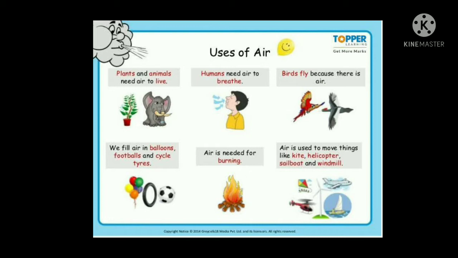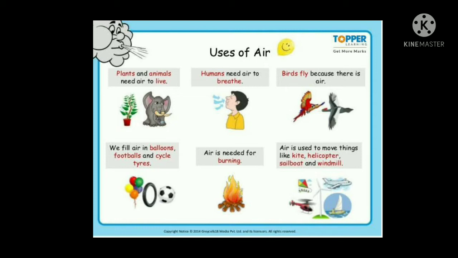Children, air is needed by every living being on this planet. Plants and animals need air to live. Humans need air to breathe. The gas which is needed for us is oxygen, which is also a part of air. Birds fly because there is air. Their wings flap in the air, which helps it to move.